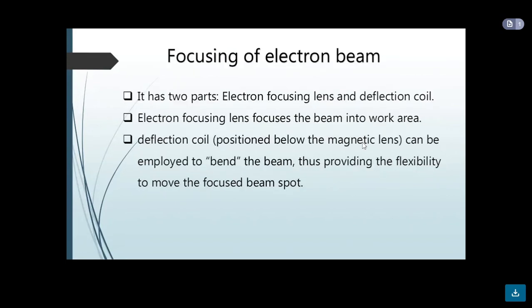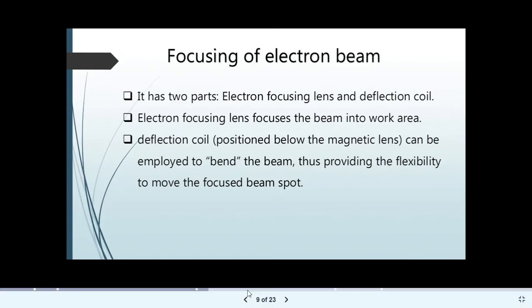Now the next one is the focusing of the electron beam. What is the purpose of focusing the electron beam, and how can we focus it? It has two parts: the electron focusing lens and the deflection coil. As we discussed, there are two types of coil. The first one is the focusing lens and the other one is the deflection coil. The electron focusing lens focuses the beam onto the work area. What is the function of the focusing lens? It will focus the electrons on the work area.